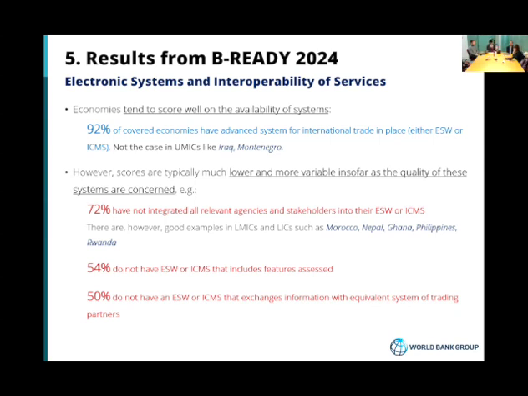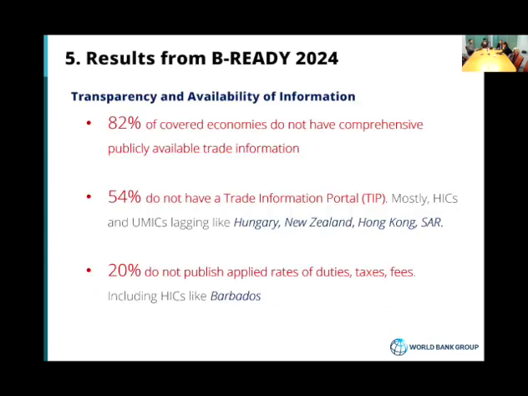We have up to 72% of economies that have not integrated all relevant agencies and stakeholders into this electronic system for international trade. We have 54% of those economies assessed that do not have the features that are assessed by the indicator, and 50% who do not have any of these systems that exchanges information with equivalent systems of trading partners.